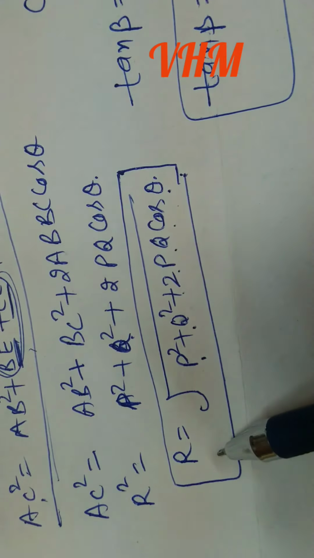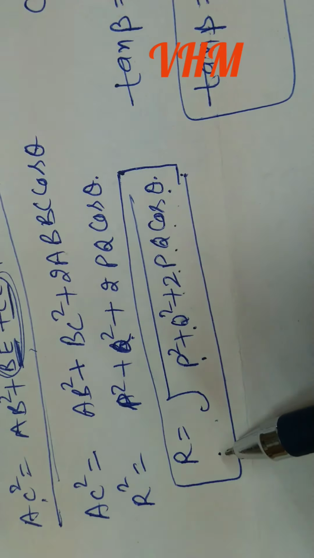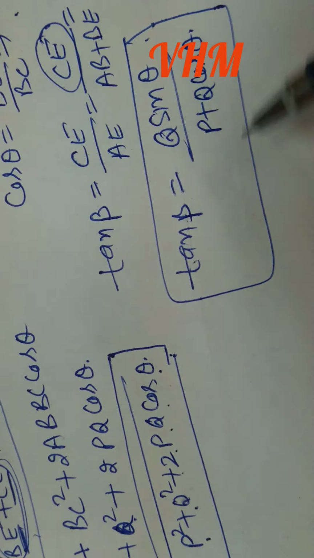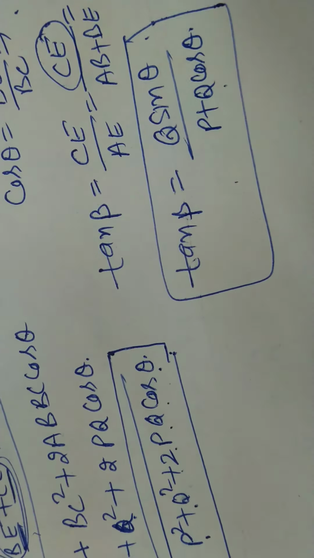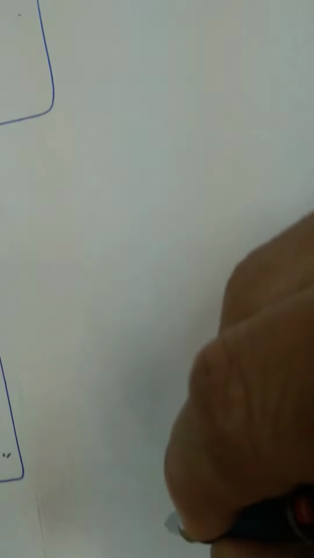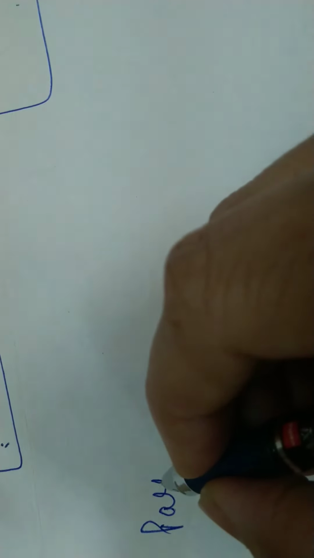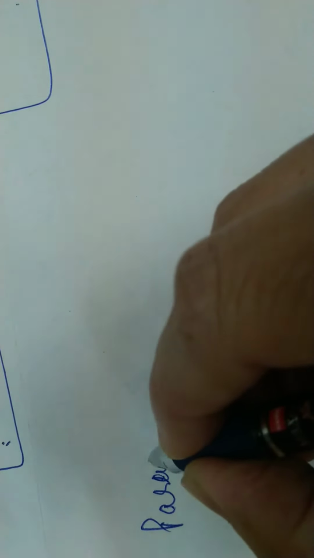This result is used to find the magnitude of the resultant vector of the two vectors, given by the triangle law of vector addition, and this gives the direction of the resultant vector given by the triangle law of vector addition. Now the second we have the parallelogram.